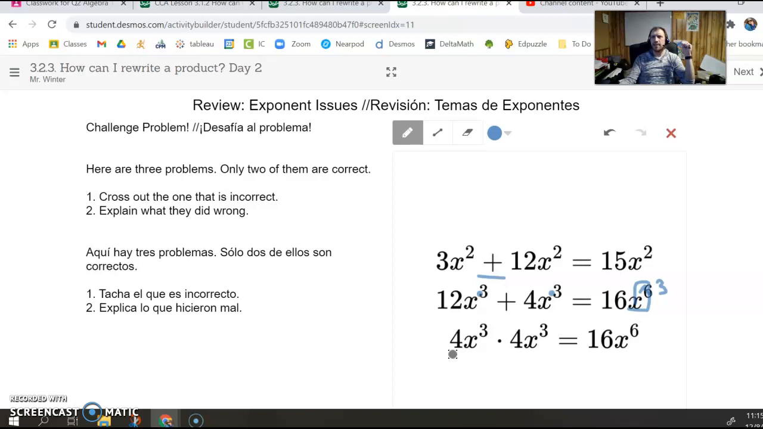All right, and finally this last one, 4 times 4 is 16. X to the third times x to the third, x to the 6th. So that's when that exponent gets added together. Notice the difference between these two. All right.